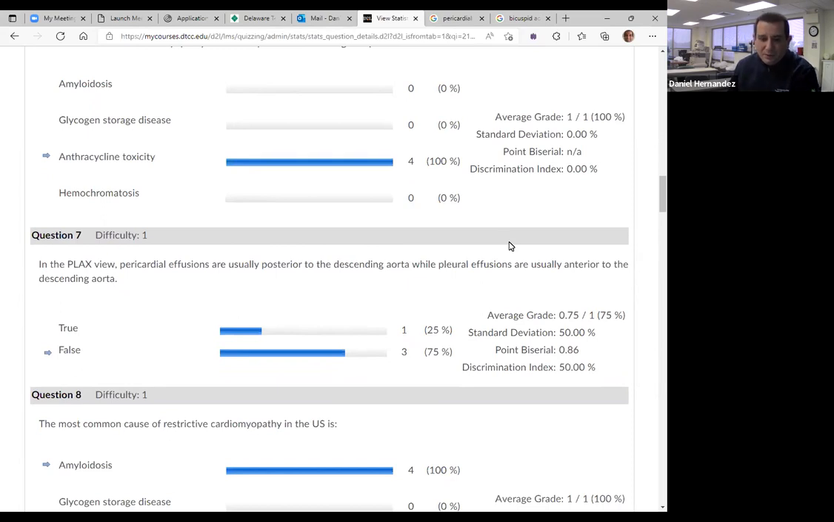For this one, our parasternal long axis view, pericardial effusions are usually seen posterior to descending aorta, while pleural effusions are seen anterior, so that's false. Just remember your pericardial effusions are going to be before that descending aorta in our parasternal long view.